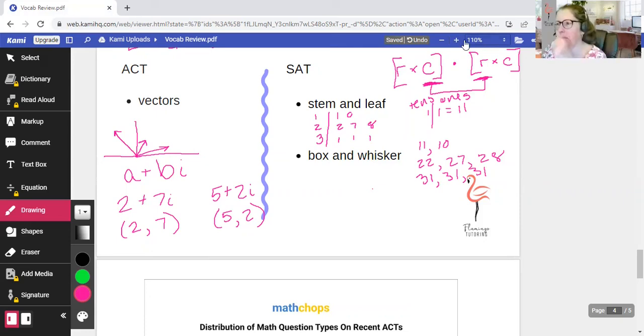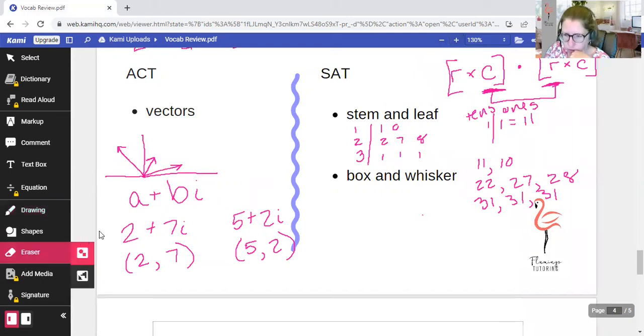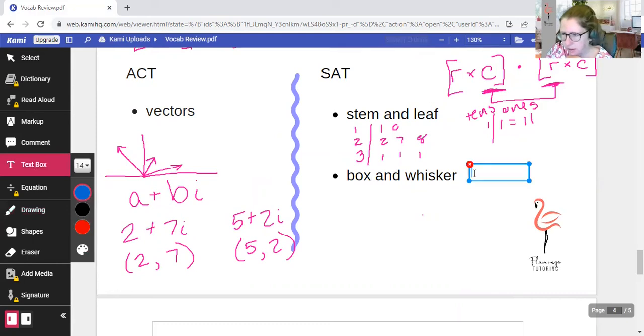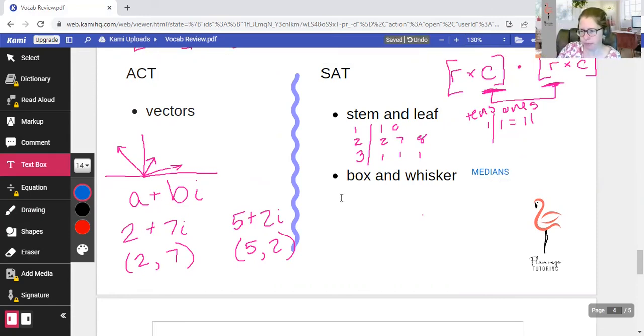So let's make this bigger so I've got a little more room to write on. I'm going to also erase this so it's not in my way. Box and whisker is another way of displaying data that is all about medians. All right, let's go ahead and put that off to the side in capital letters. It is about medians. Remember, the median is the middle number when all the numbers are in order.